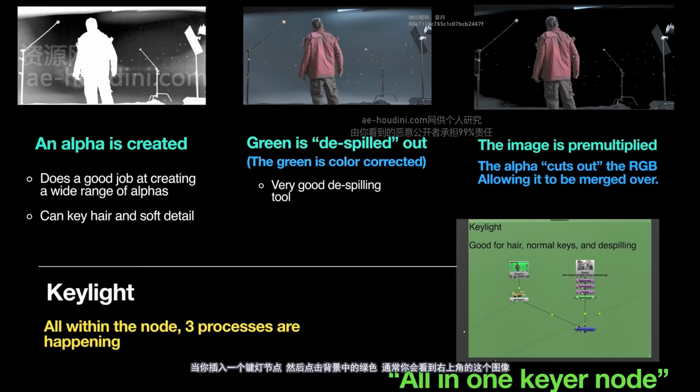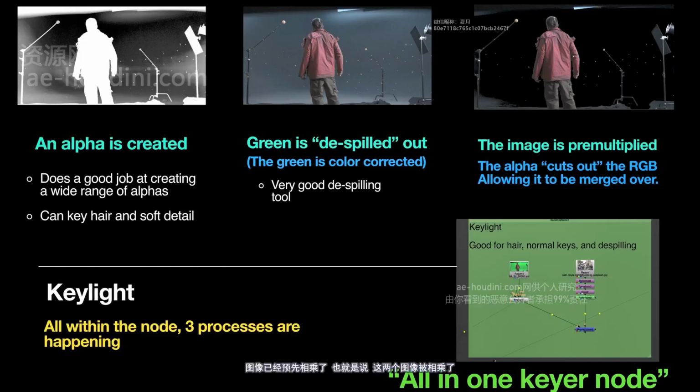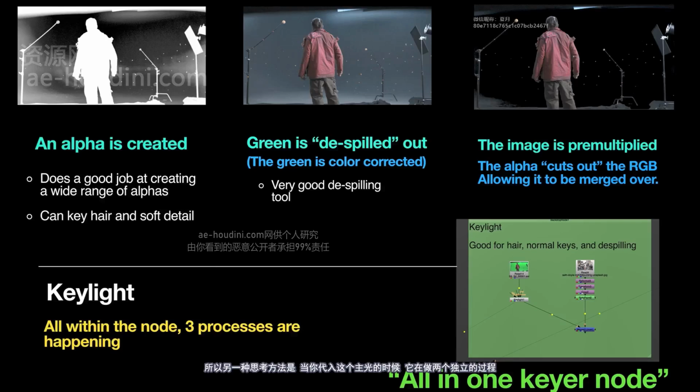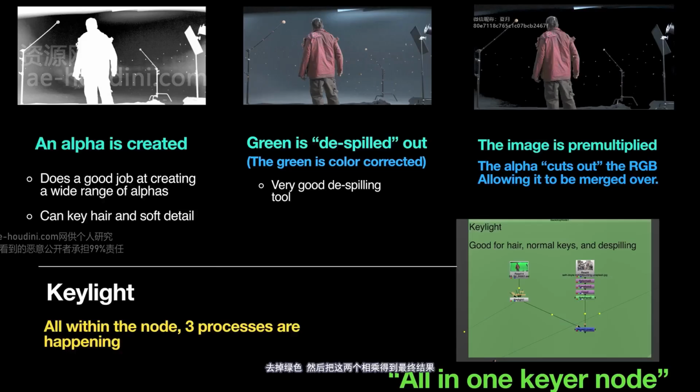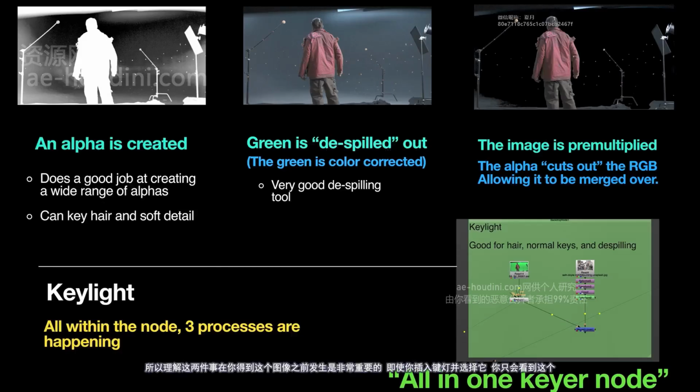So when you plug in a Keylight node and you click the green color in the background, usually you're presented with this image in the top right corner. So the image is already pre-multiplied, meaning these two images are being multiplied together. So another way to think of it is when you're plugging in this Keylight, it's doing two separate processes. It's creating a black and white alpha that's stored, and it's also just color correcting the original image, something like this. So it's just removing the green. And then it's multiplying these two together to give you this final result. So it's really important to understand that these two things are happening before you're getting this image, even though when you plug in the Keylight and you select it, you're just going to be presented with this.